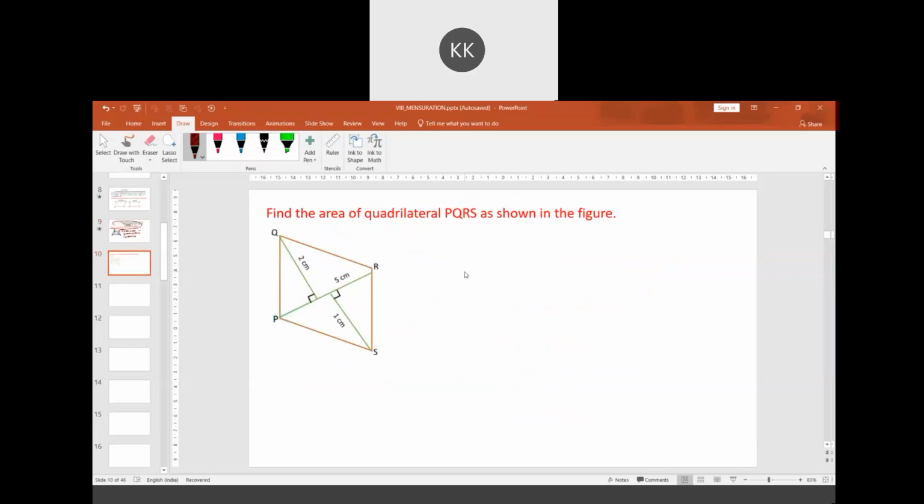Look at this quadrilateral. It is named PQRS. They have given a common diagonal for both the triangles as well as heights. From this figure, we can say that H1 is 2 centimeter, H2 is 1 centimeter, and the common diagonal, which is the base PR, is 5 centimeter.